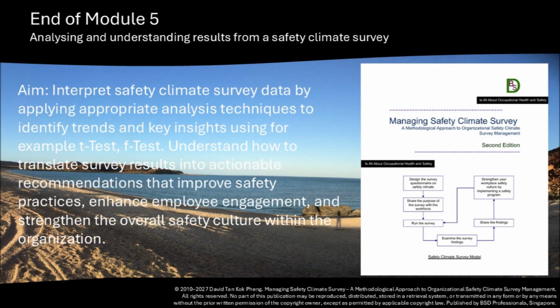Thank you for participating in Module 5, Analyzing and Understanding Results from a Safety Climate Survey. In this module, we focused on interpreting safety climate survey data using appropriate statistical techniques such as the F-test. The aim was to identify key trends and insights, and to understand how these findings can be translated into meaningful, actionable recommendations. These recommendations help improve safety practices, enhance employee engagement, and strengthen the overall safety culture within the organization.